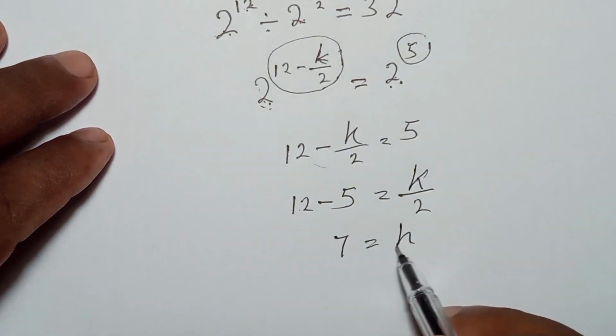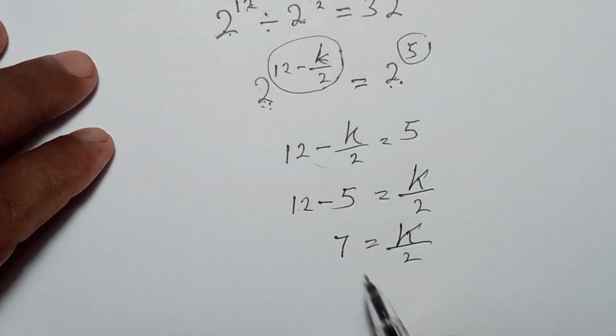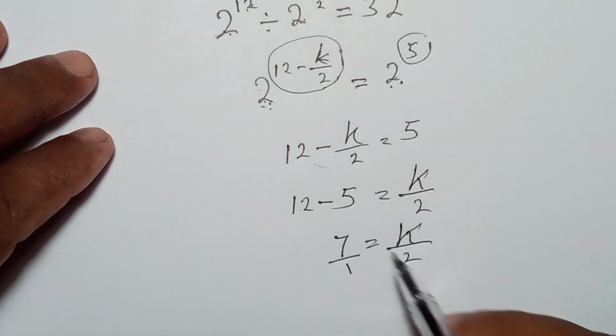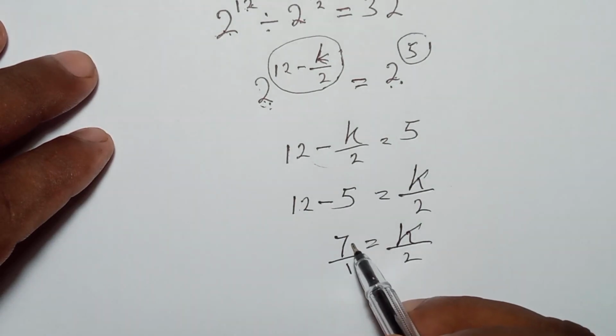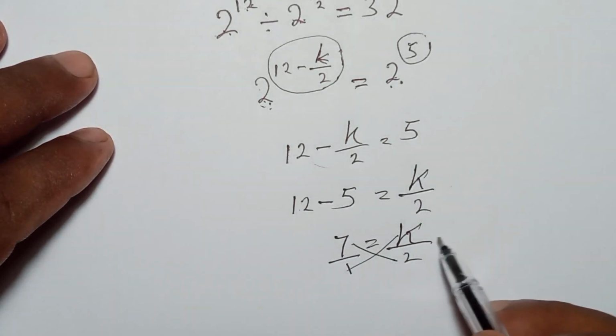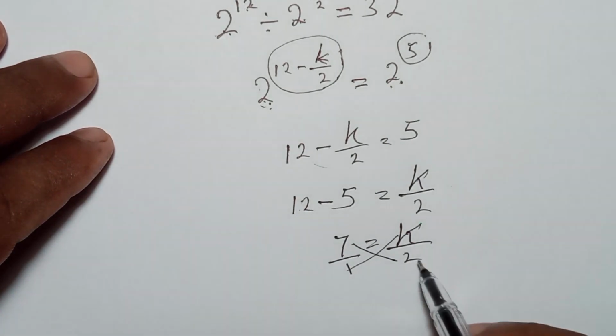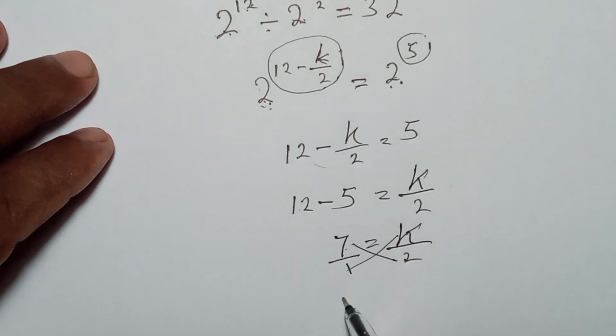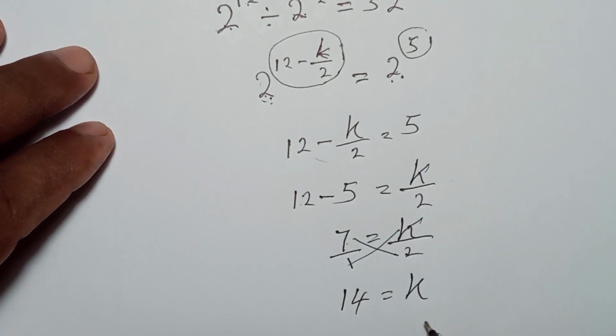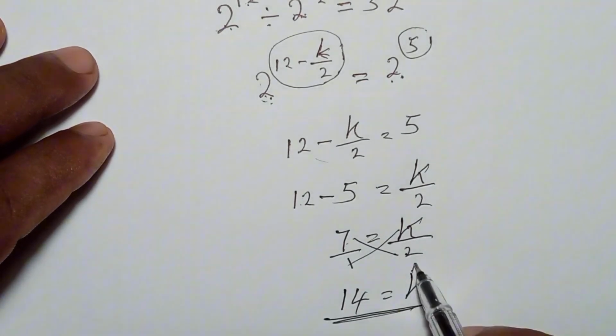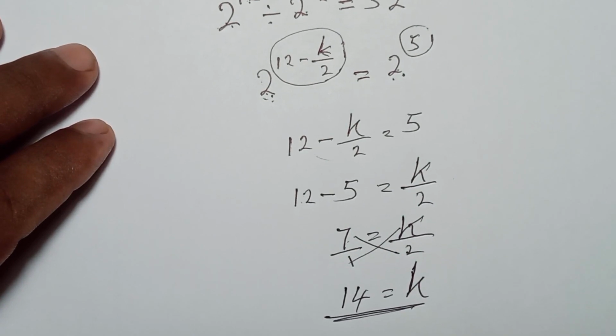So 7 equals k over 2, right? Now to get the k value you can apply cross multiplication, or simply multiply both sides by 2. So 7 into 2 is 14, and 1 into k is k. So you have the answer for k: k equals 14.